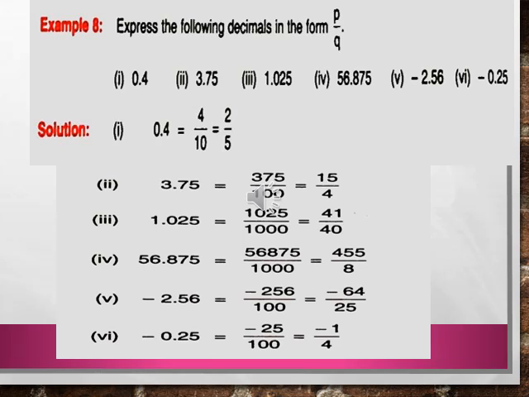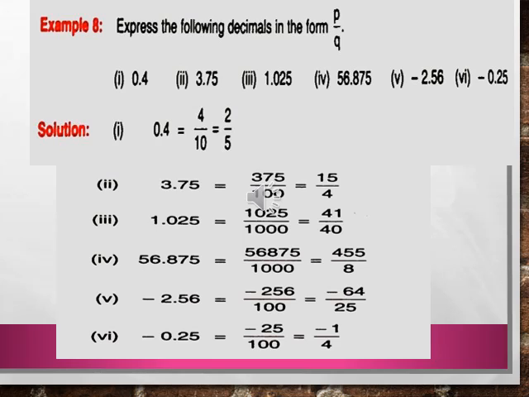See the third example, 1.025. How many decimal places? 3. So in the denominator we will write 3 zeros, and in the numerator the number without the decimal. Then convert it into the lowest form. It is 41 upon 40.